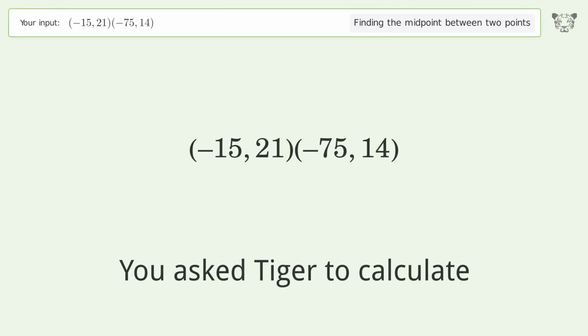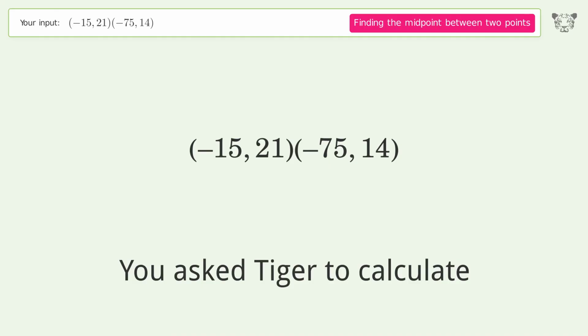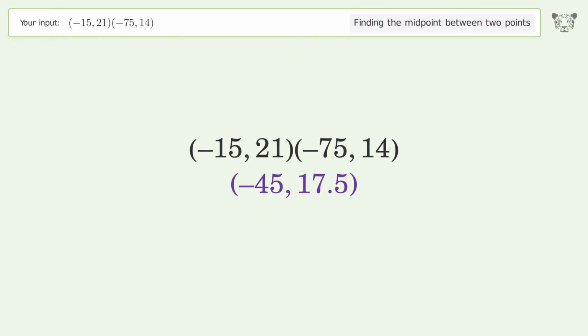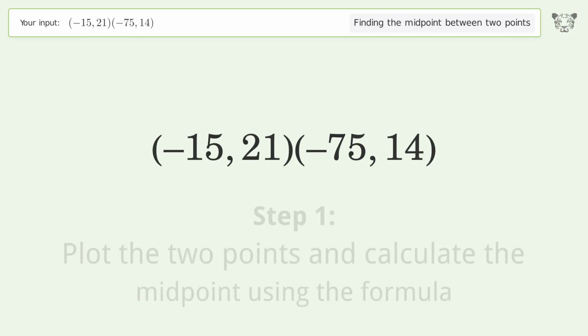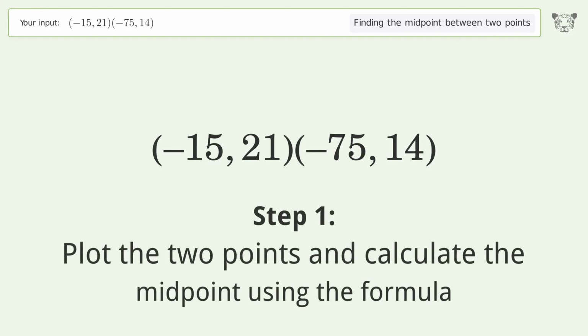You ask Tiger to calculate. This deals with finding the midpoint between 2 points. The midpoint between the 2 points is negative 45, 17.5. Let's solve it step by step. Plot the 2 points and calculate the midpoint using the formula.